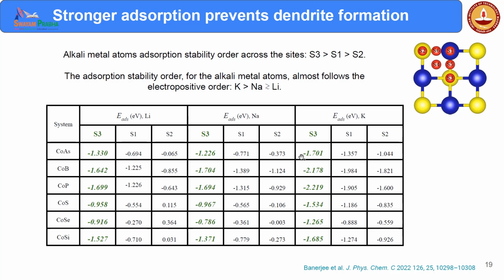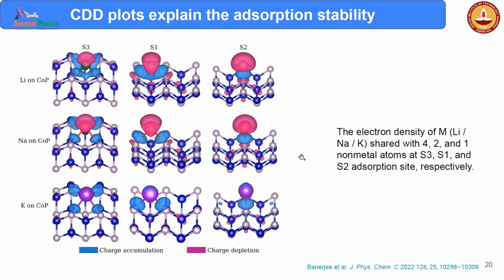Roughly 0.3, right? And how about this one? If it is going through S2, S3 and S2, it is about 0.6. So one is 0.3 and another one is 0.6 for cobalt phosphorus. So let's see that one.